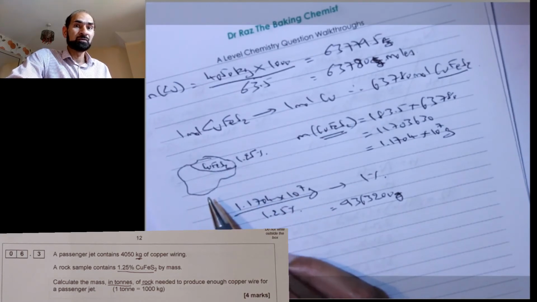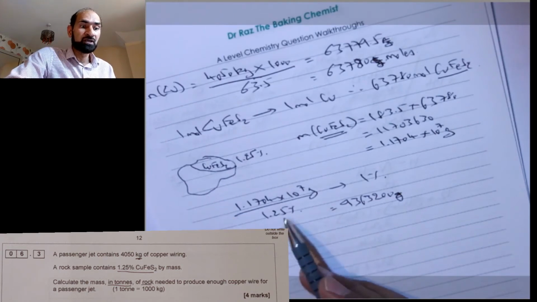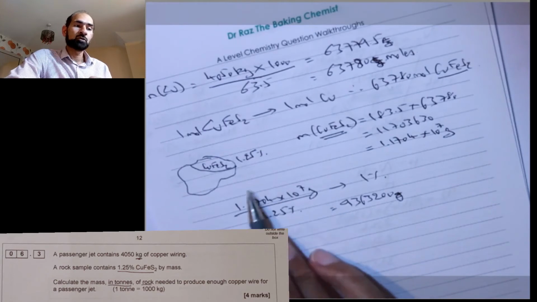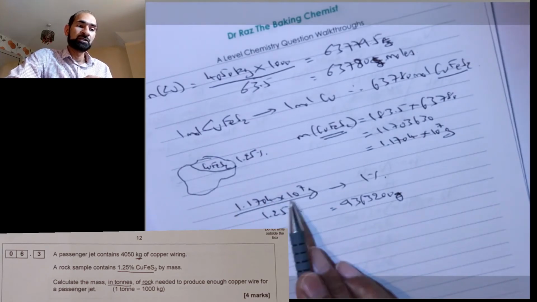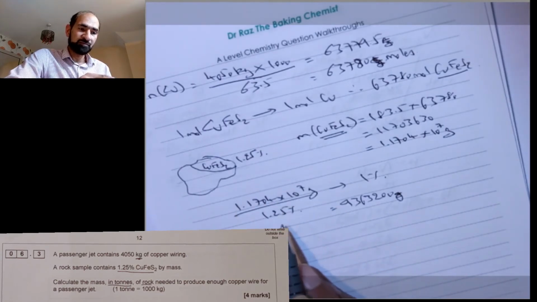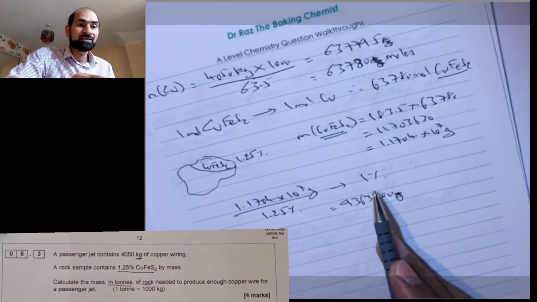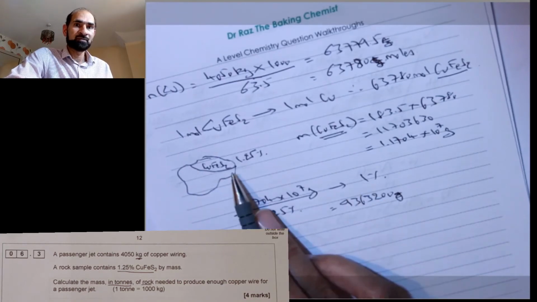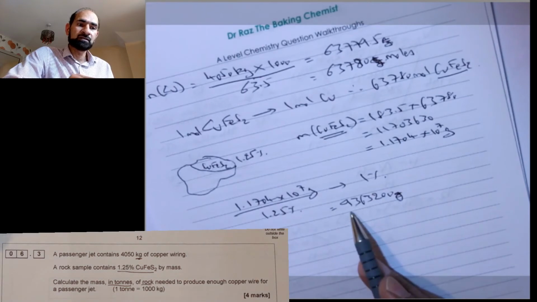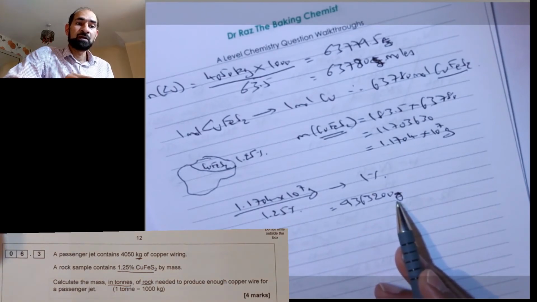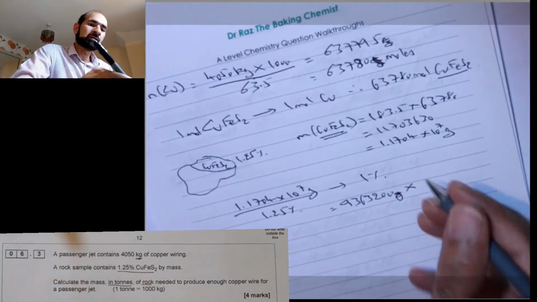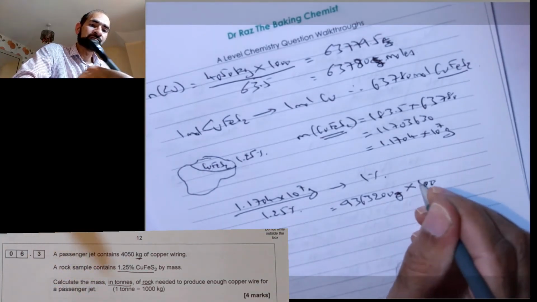But the rock sample is only 1.25% pure. So you take the total mass of CuFeS2 that you need and divide it by 1.25%, and that will only give you 1% of what you need. That is 936200 grams. But then you say, well, I don't need 1%, I need 100%. So you need to multiply that by 100.